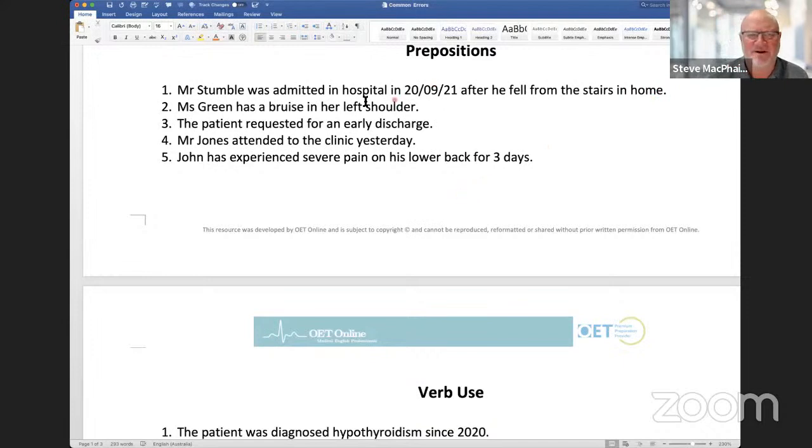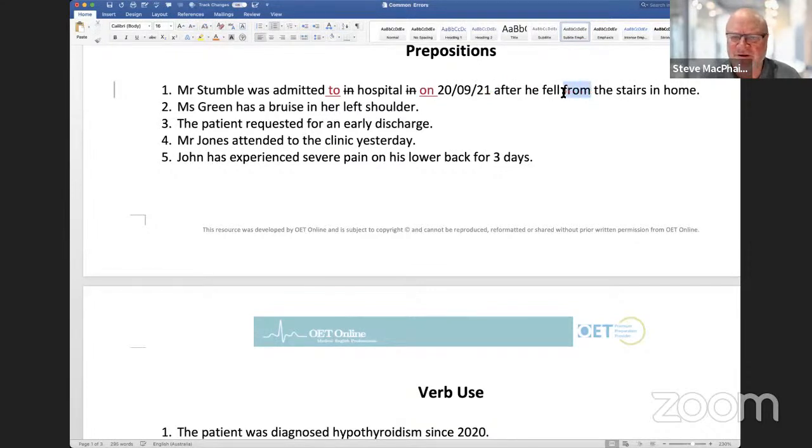multiple errors here, everyone. Can you see the errors? Mr. Stumble was admitted in. There's our first one, isn't it? Was admitted in. It's a common one. Now, we don't admit in, we admit to. So was admitted. This is just memory. And that's collocation with the verb. Was admitted to hospital. This is in. No, this is also wrong. In for dates, isn't it? So it's a particular day of the month. So what preposition do we use? I'm sure you know. On 20/09/21, after he fell from the stairs.